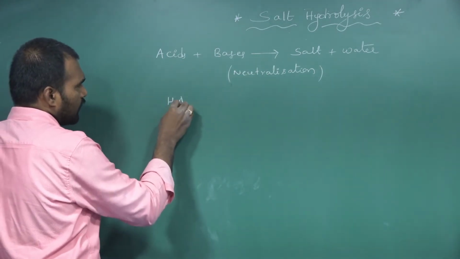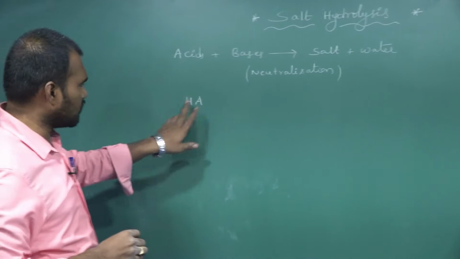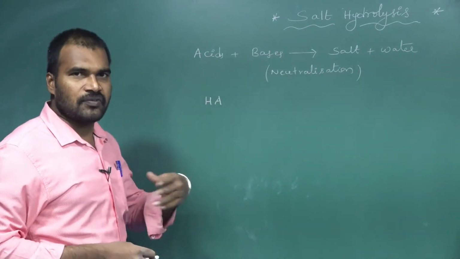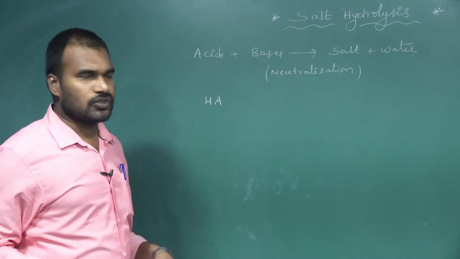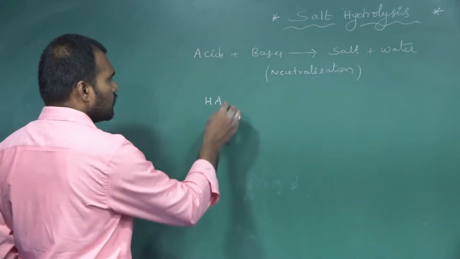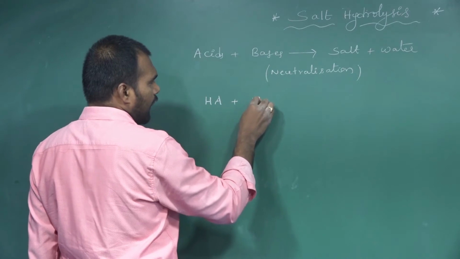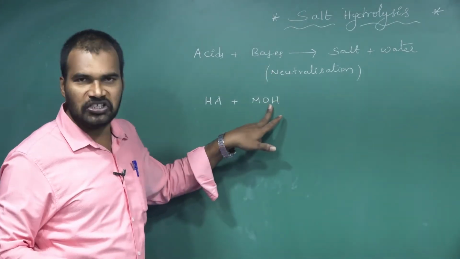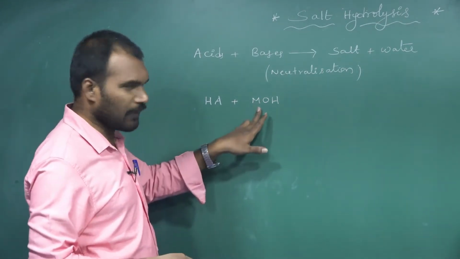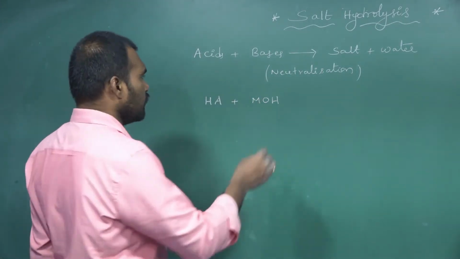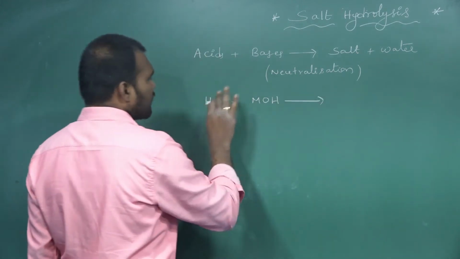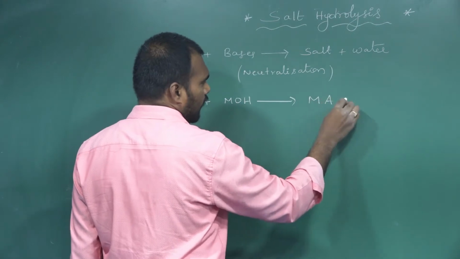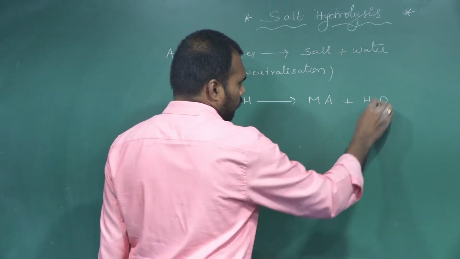Acids I am representing with HA. Why? Because they liberate H+ ions. The substances which liberate H+ ions in the aqueous solution are called acids. HA. And bases I am representing as MOH. So the substance which releases OH- ions into the solution we call it as what? Bases. That is why I am writing MOH. So when we mix acids and bases, we get the salt like MA along with water.